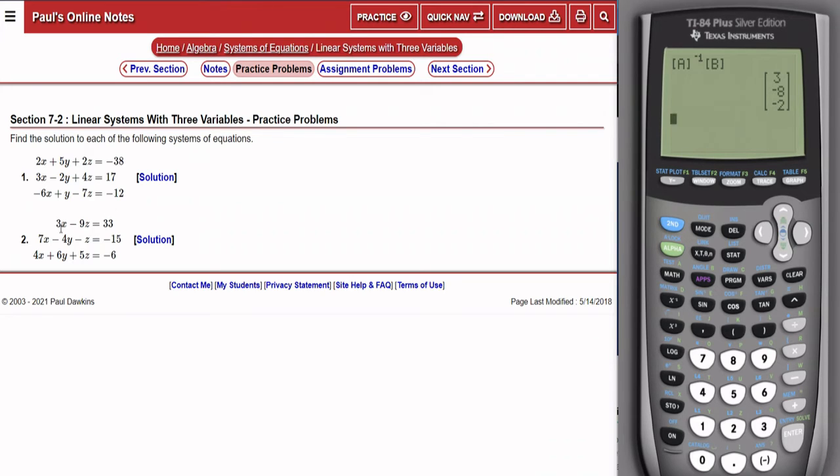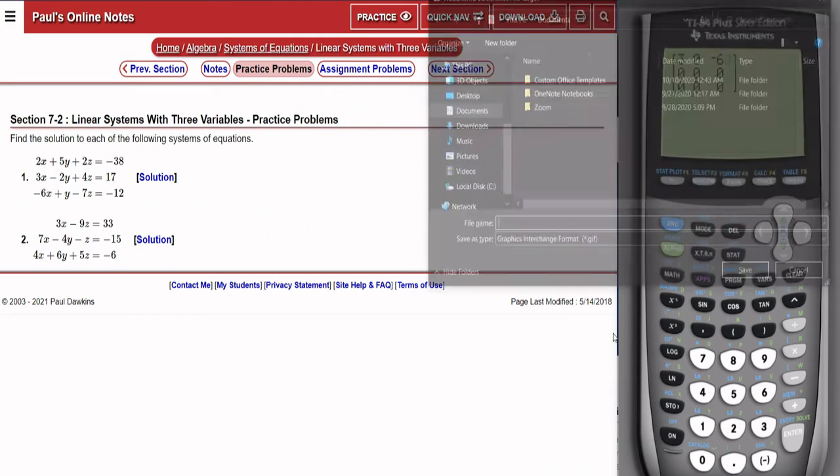Now, I'm going to go over question 2 as well, in case you have an example where you're missing a variable. I'm going to quickly run over that problem and show you what to do. In this situation, if you're missing a y here, you simply enter a 0 in that space because you have nothing there. So 3, 0, negative 9.